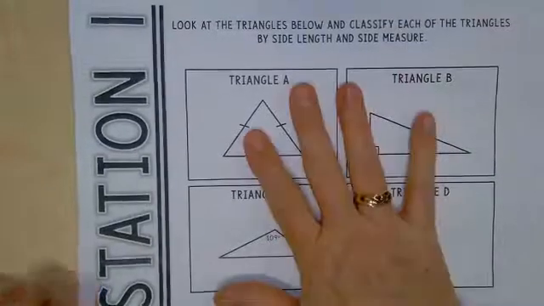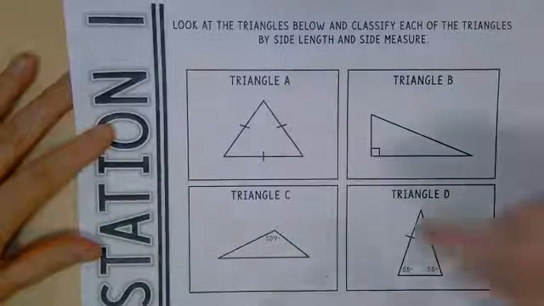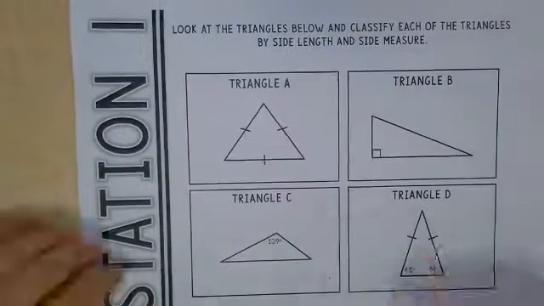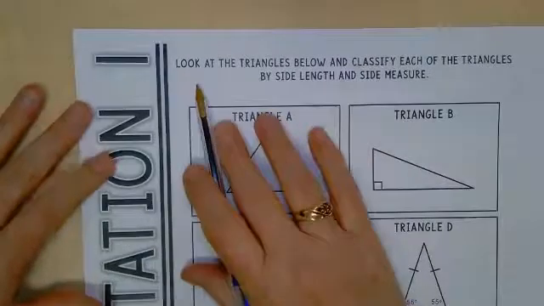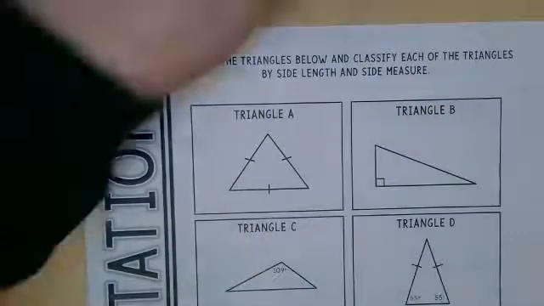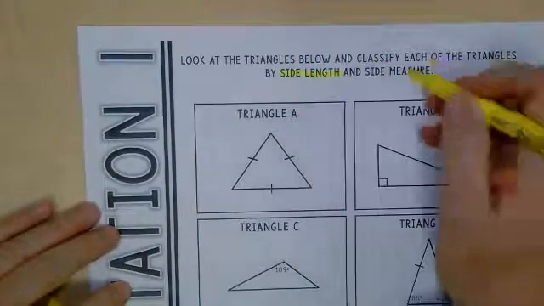This is our assignment to talk about angle relationships. Sorry about that. And so let's get started. Station number 1. Look at the triangles below and classify each of the triangles by their side length and their angle measure.